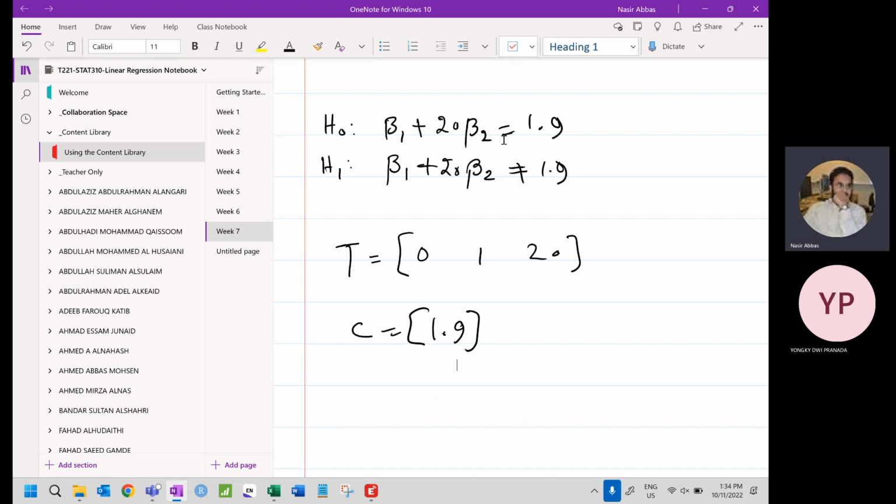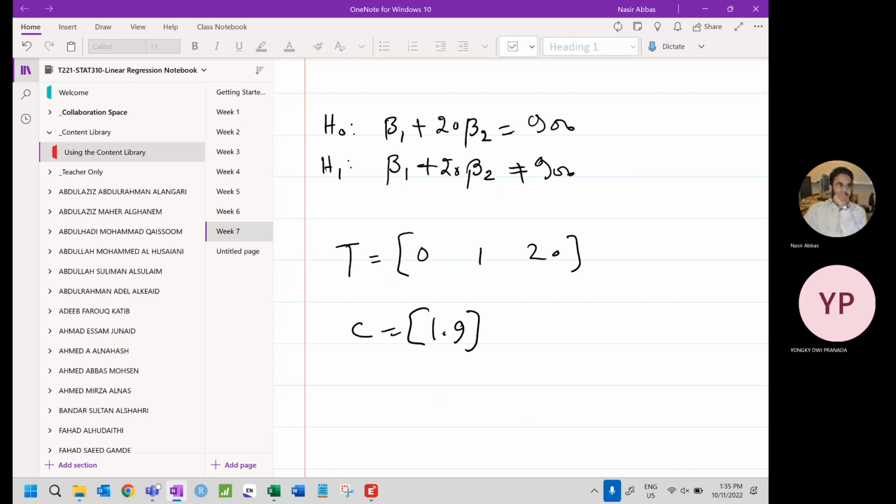What if I want to test that beta 1 plus 20 beta 2 is 900? Do you think the data will favor this? What do you expect from F? What do you expect from the p-value? Let's see.